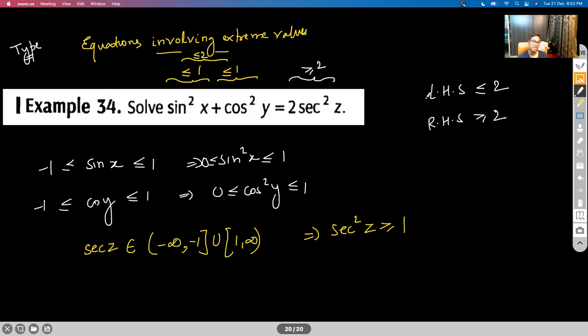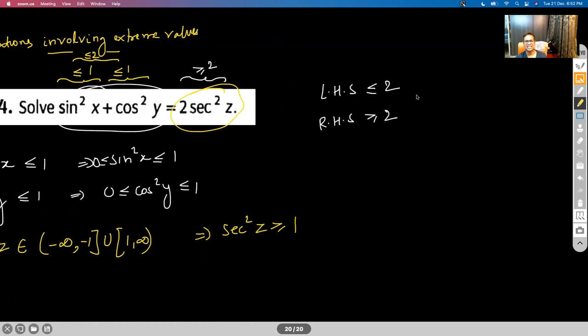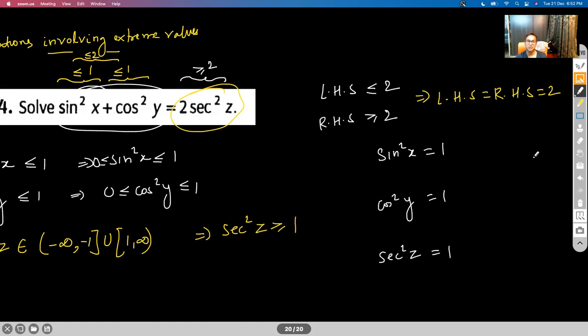So when do you think the equality will hold true between left-hand side and right-hand side? See, again, I'm repeating the scenario. Your left-hand side will always be less than or equal to two. Your right-hand side will always be greater than or equal to two, and you're equating it. So when do you think they will agree with each other? Right, when both of them are equal to two. Absolutely right. So your LHS and right-hand side should both be equal to two each. Then only the equality will be true. So for each to be two, that means sine square X should be one, cos square Y should be one, and sec square Z should be one. Then only it will be true.